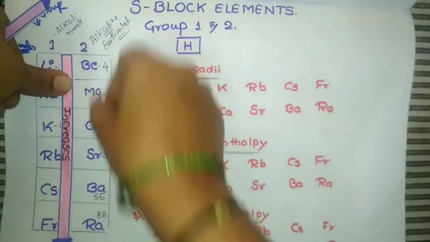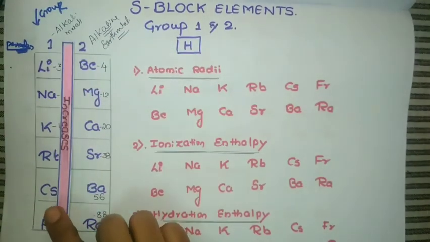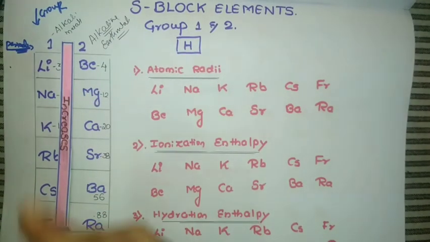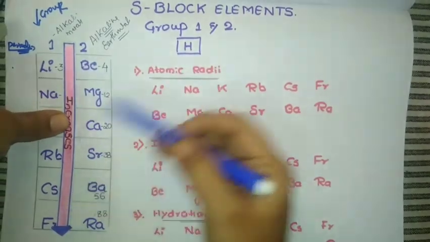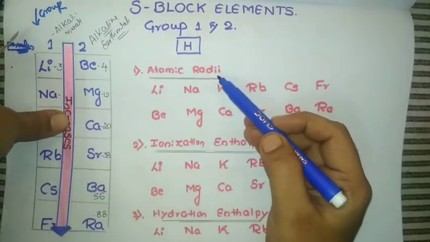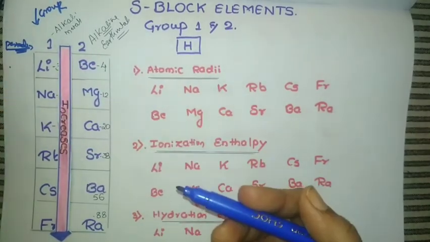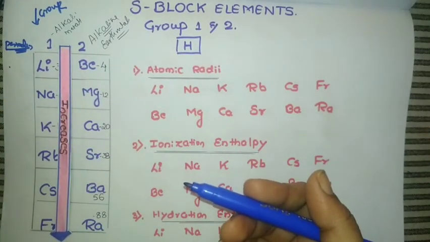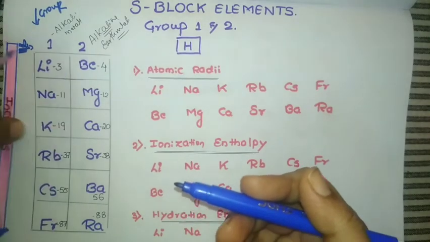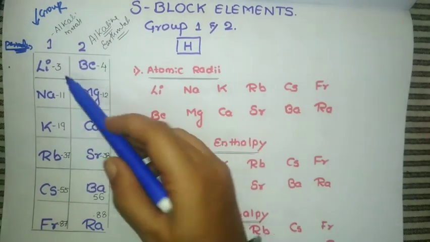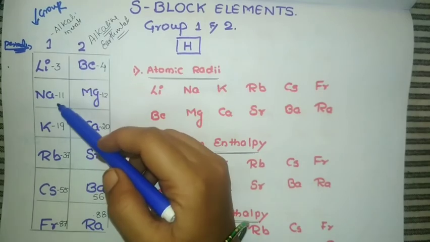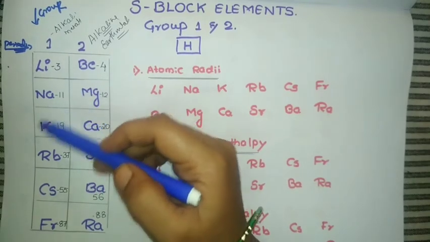As we go down the group, you can see the arrow mark I have written here. As we go down the group, the atomic radii, or the size of that particular element, goes on increasing. What is the reason for this increase? It is because from lithium, when sodium comes, the electron will enter into the next shell.